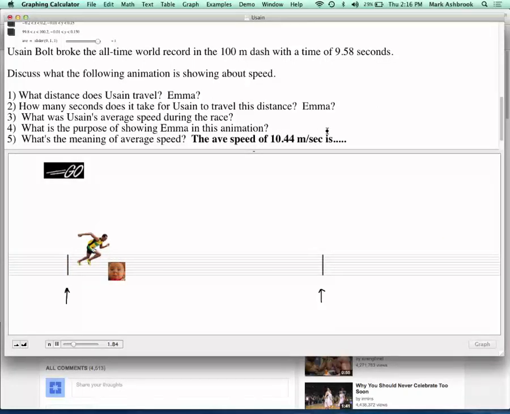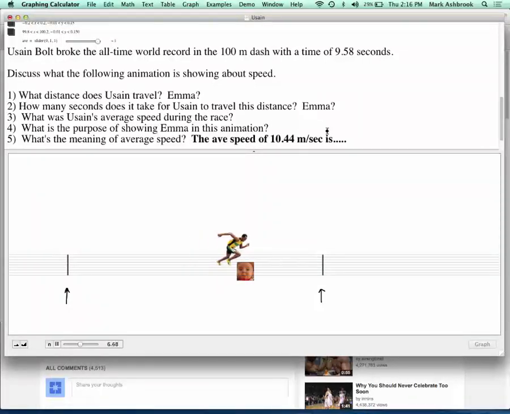So what's the purpose of showing Emma? Well, at least I'm thinking that Emma's speed is constantly 10.44 meters per second. And I think the purpose of showing her is comparing Usain's initial speed to his final speed, which are definitely not the same, because initially she's ahead of him, but he catches up to her near the end. Okay. So he said that 10.44 is Emma's constant speed. She's going at a constant speed of 10.44 meters per second. Agree with that? Yeah.